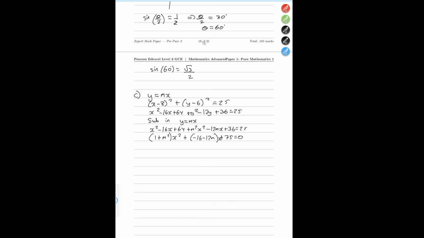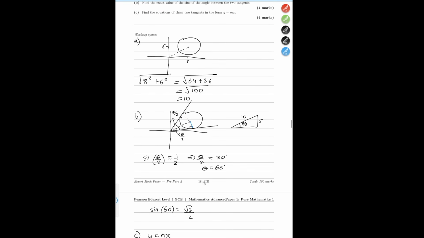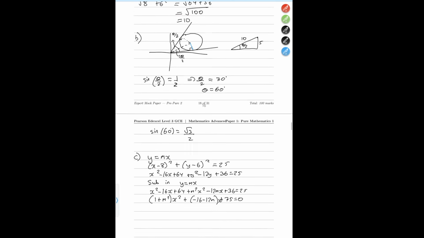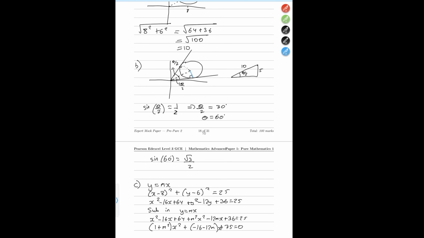Now what I'm going to do is the discriminant. Okay, so if we just isolate it, we just think about one tangent. The whole point of the tangent is that it's going to intersect at a single point. So our discriminant will be equal to 0. And you might be thinking, well, we've got two tangents, there's going to be two intersection points. But when we use y equals mx, we're just looking at a single line. We're not looking at two individual lines.